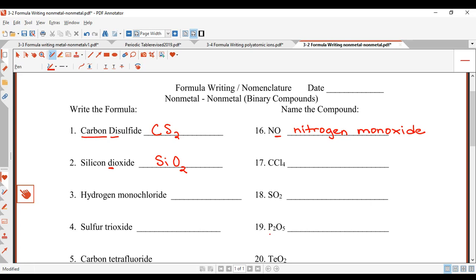Go down to number 19. We have two of the first one. The first one has a prefix if there's more than one, so we write diphosphorus. And then we have 5 of the second one, so we have penta. Since we have a double vowel, pentaoxide, what we do is we get rid of the A in the prefix, and we slide this over. So it's going to be pentoxide. Much easier to say than pentaoxide. Okay, guys, so try these, see how you're doing, see if you have any questions.